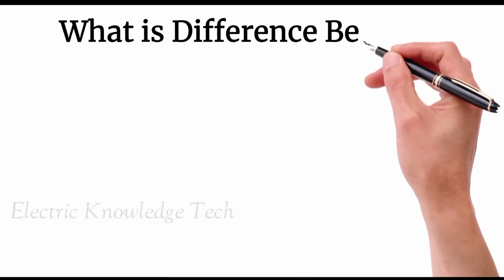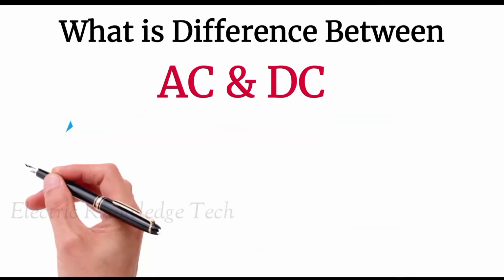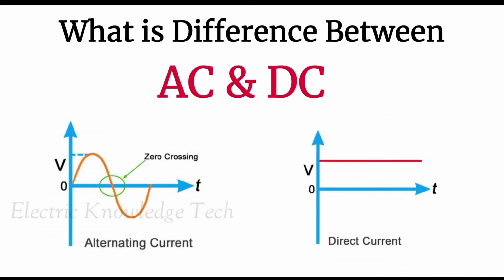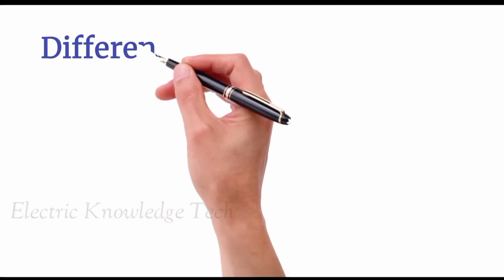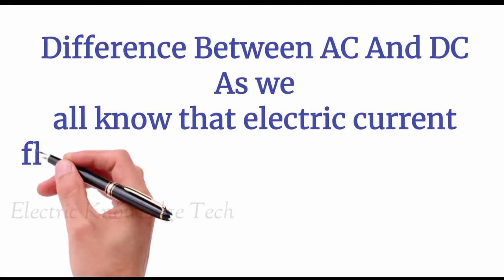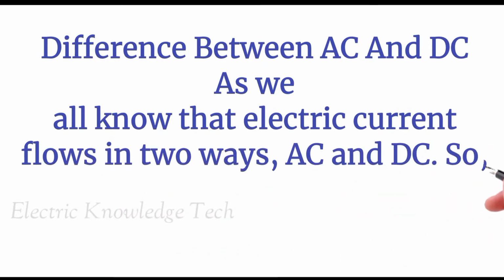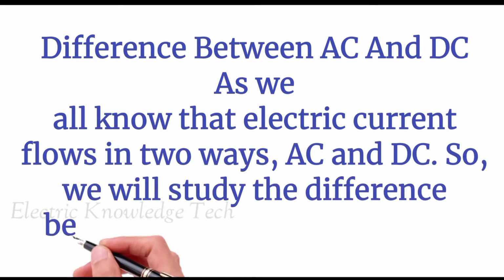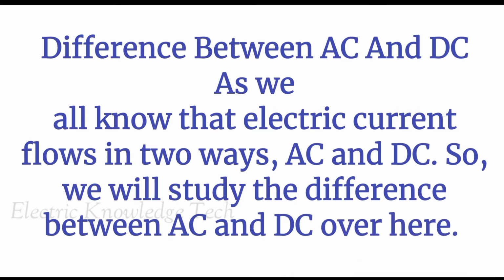What is the difference between AC and DC? Difference between AC and DC. As we all know, electric current flows in two ways, AC and DC. So, we will study the difference between AC and DC over here.